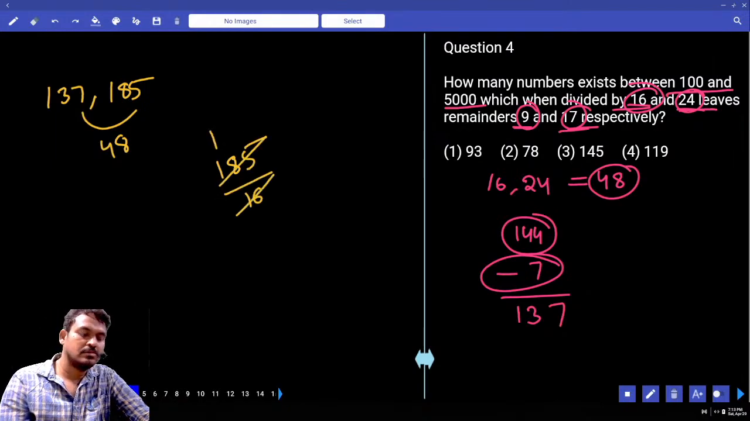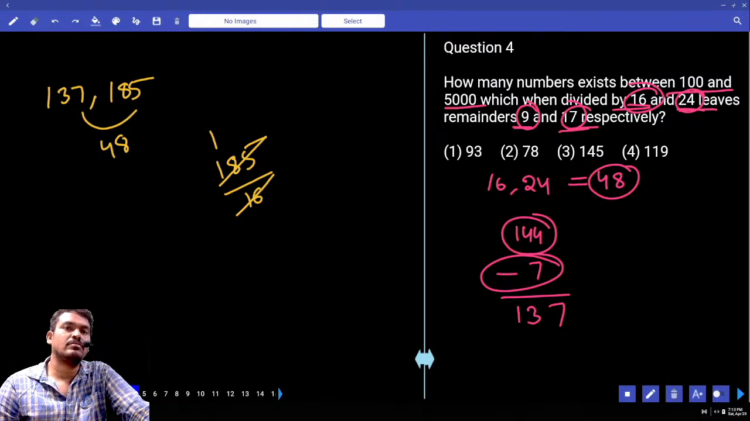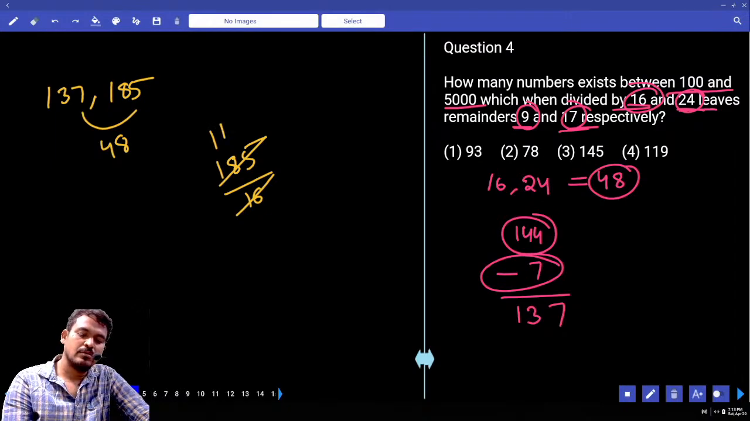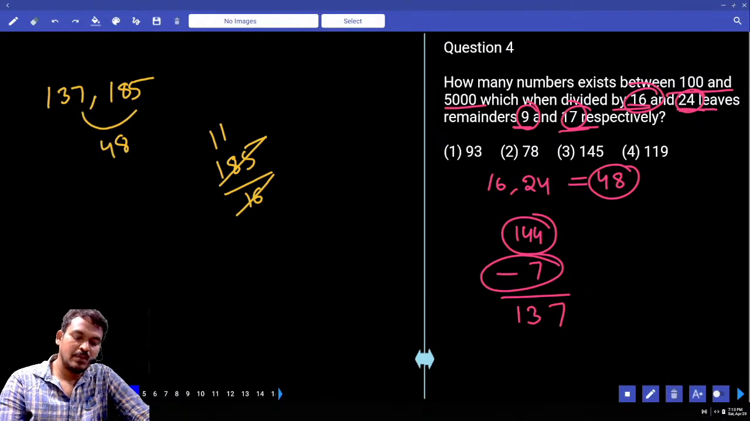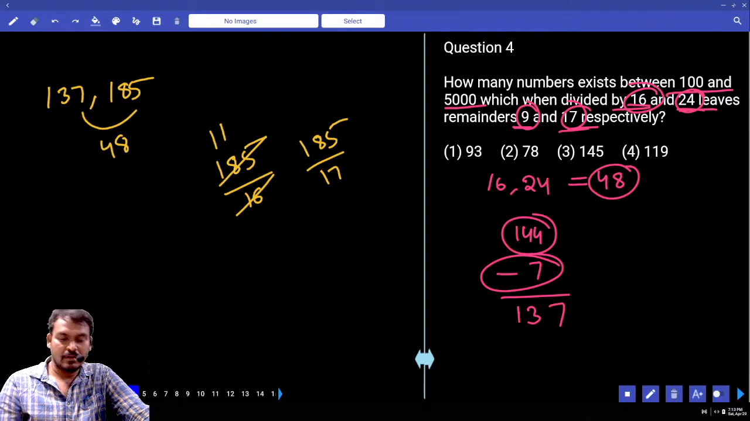16 ones are how much? 16. What is the remaining value? 25. 25 means how many times? One time or not? What is the remaining? 9 or not? The same 185 is divided by 17. 17 one time 17. What is the remaining?